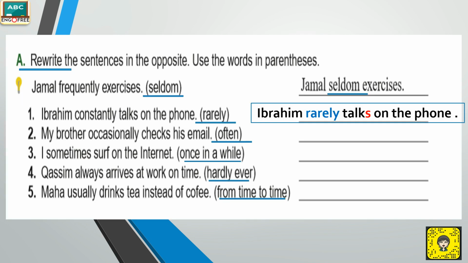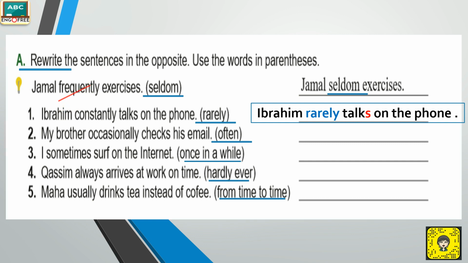Go to exercise A. Rewrite the sentences in the opposite and use the words in parentheses. That means rewrite, write them again after the modification, with the words between parentheses that we substitute. In the beginning, I want you to omit or cancel the adverbs of frequency. Cross the adverbs of frequency. We know them, adverbs of frequency. Let's cross this word. Let's delete it.